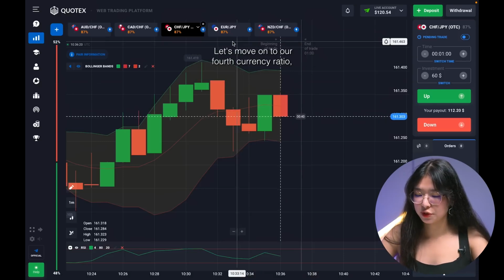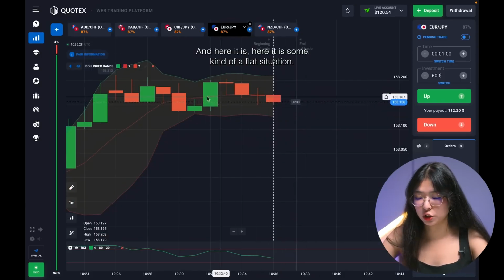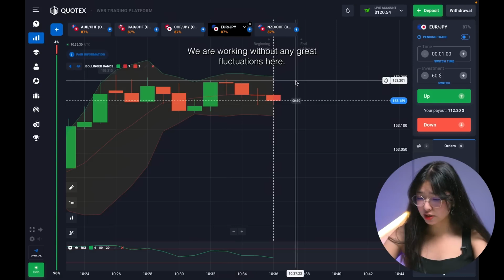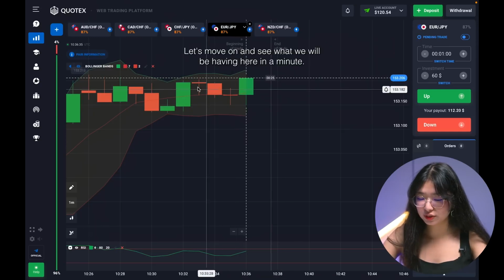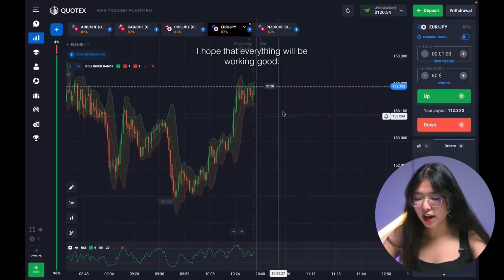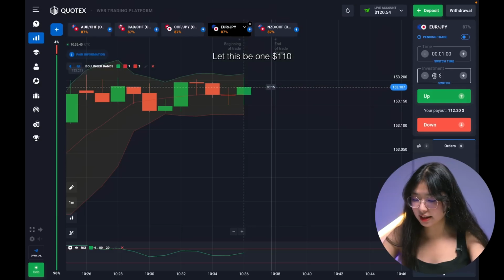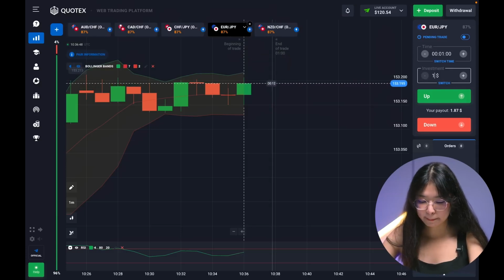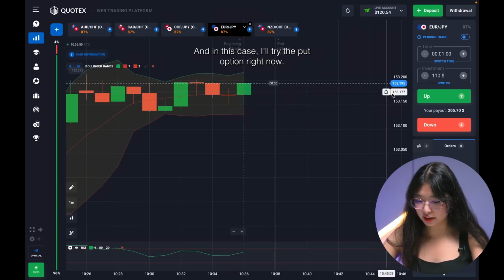Let's move to our fourth currency pair. And here's a kind of flat situation. We are working without any great fluctuations here, only some significant fluctuations. Let's move on and see what we will have here in a minute. I hope that everything will work well, and I'm going to my investment. That will be $110 in our investment box, and in this case, guys, I'll try the put option right now.